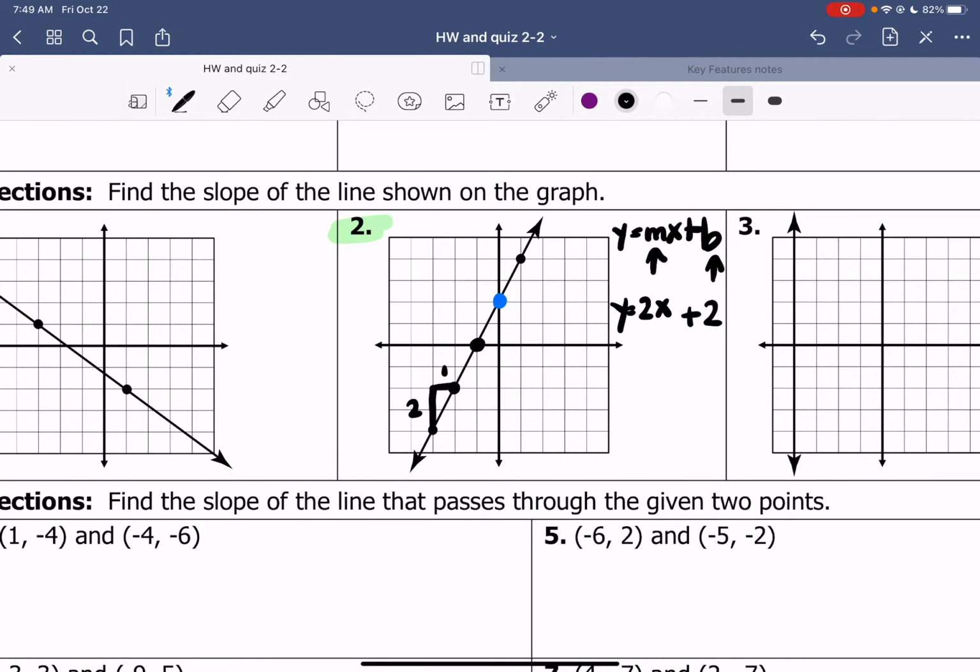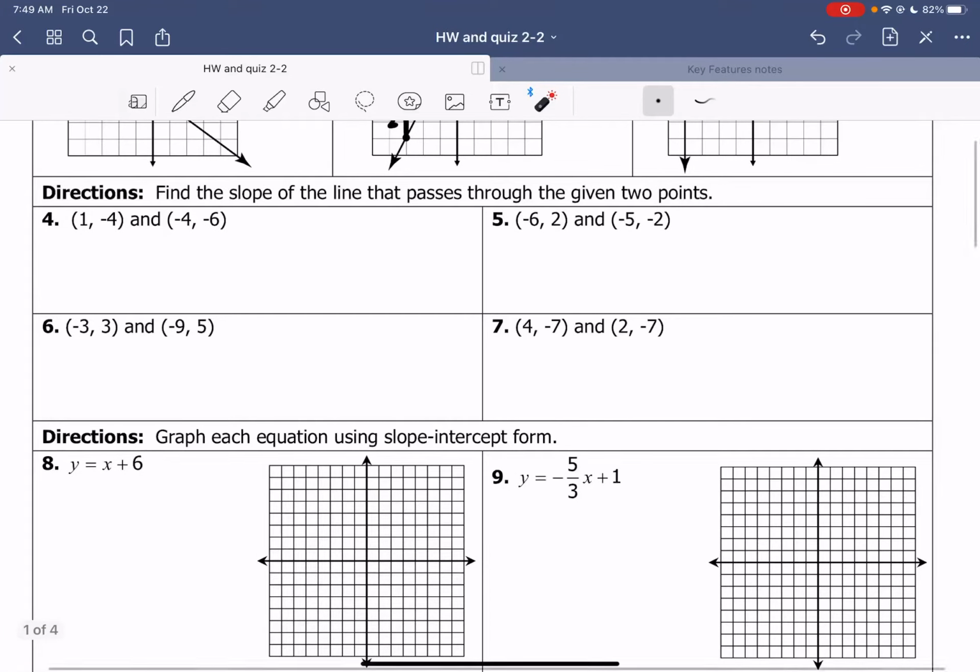And I'm just going to show you, if I were to go up 1, 2, 3, 4, 5, 6, 7, 8 over 1, 2, 3, 4, with the 2 pretty points that they gave on the graph, 8 over 4 is still 2.